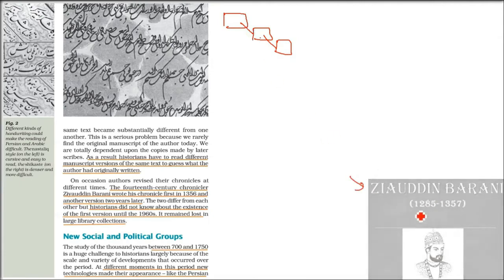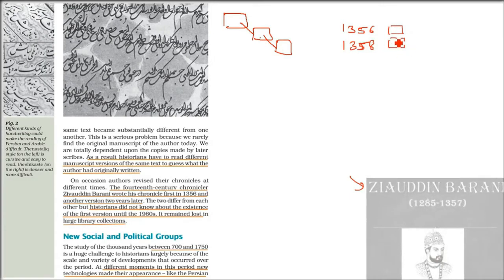I'll give an example of Ziauddin Barni. He wrote his first chronicle in 1356, then the other one two years later, in 1358. They are both the same; it's just a revised version.